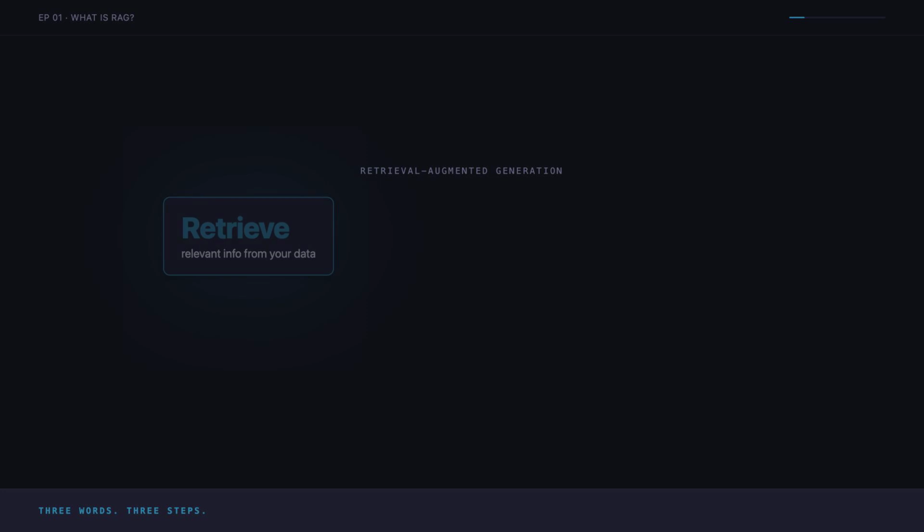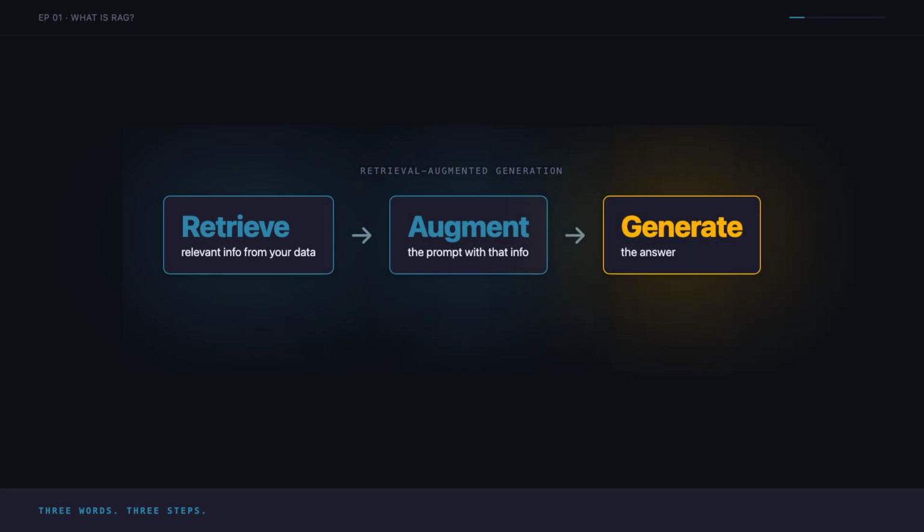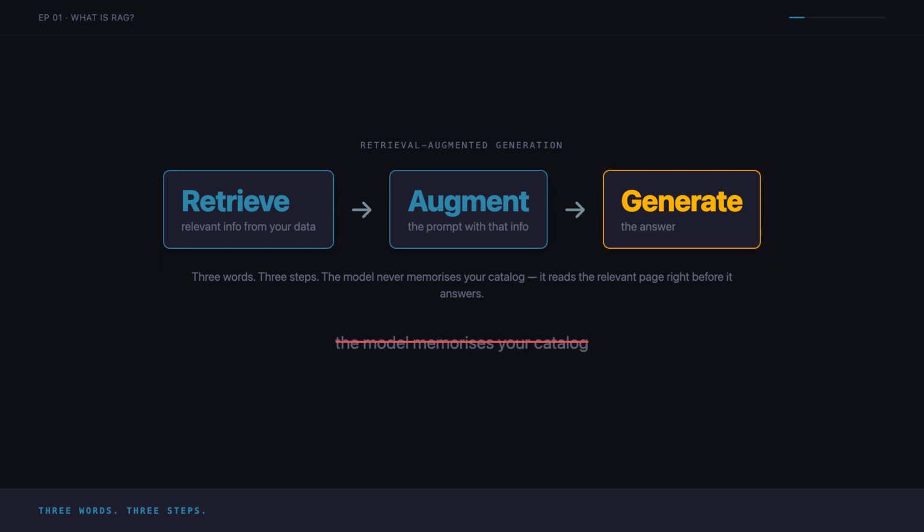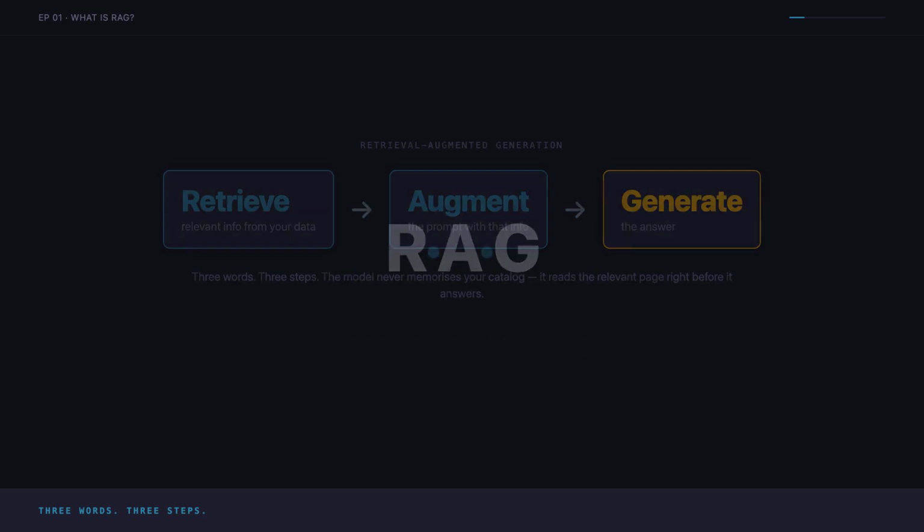RAG stands for retrieval-augmented generation. 3 words, 3 steps. You retrieve relevant information from your own data. You augment the model's prompt with it. Then you generate the answer. The model never memorizes your catalog. It does not have to. It reads the relevant page right before it answers. That is the entire idea, and the rest of this video is the mechanics.